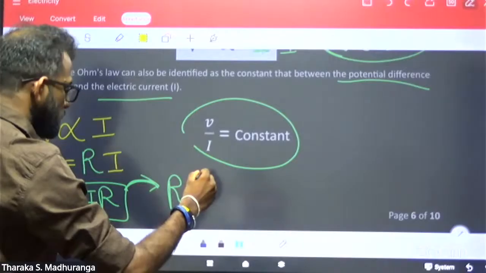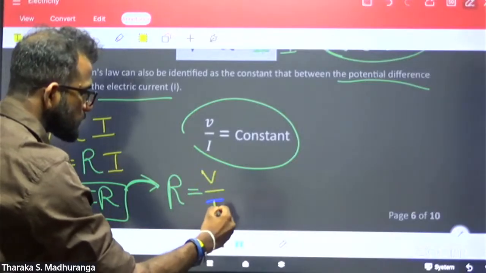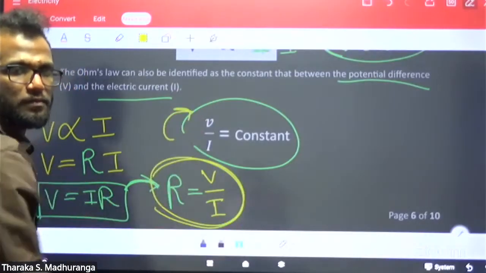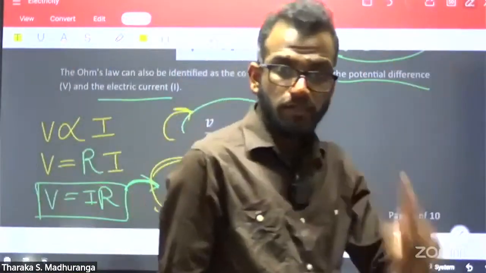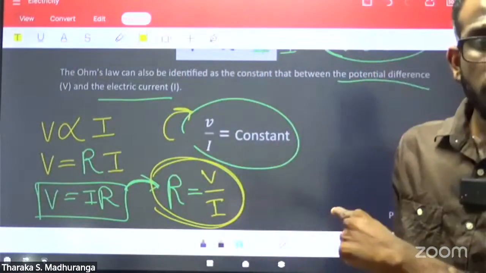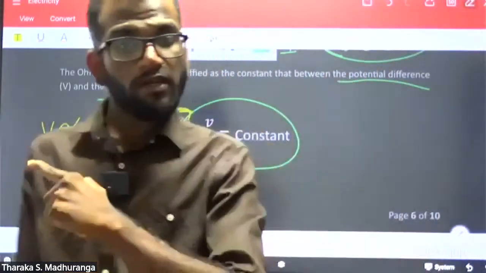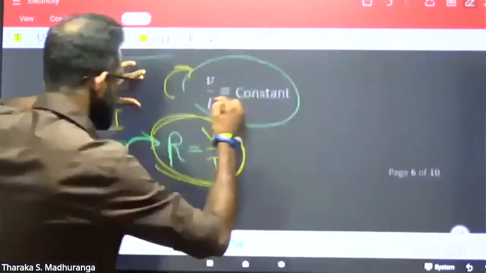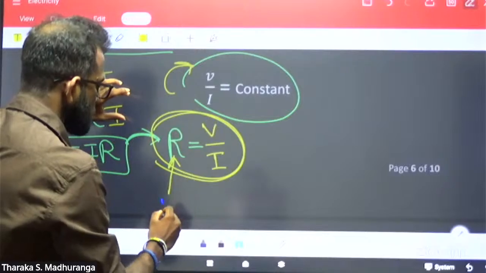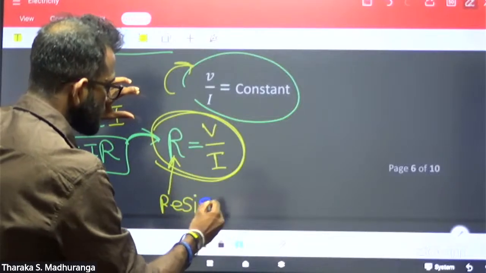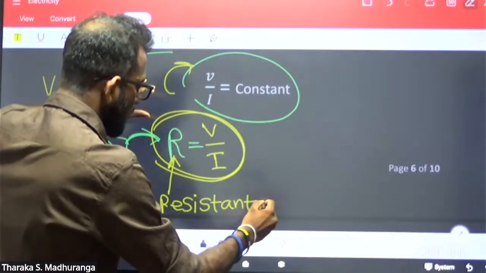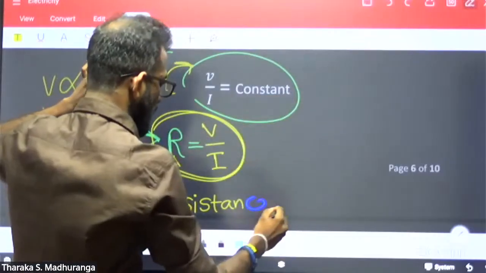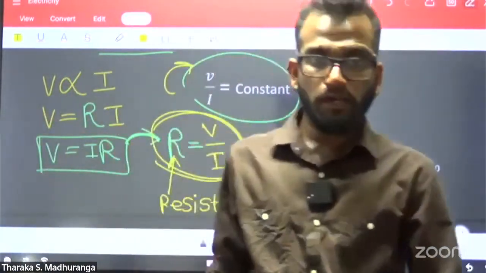It is V over I. I think now you can get the idea of what is being explained here. V over I is a constant. This constant is R. This constant R we call the resistance of the conductor. Understood? That is the resistance of the conductor.